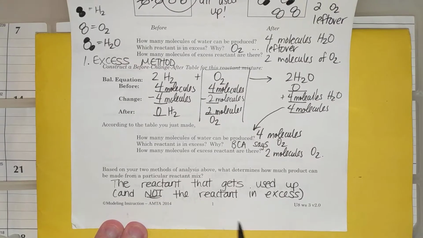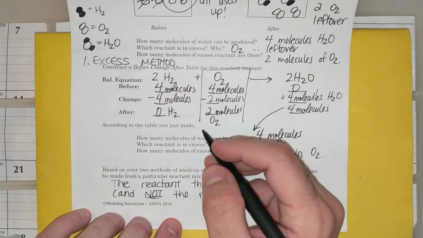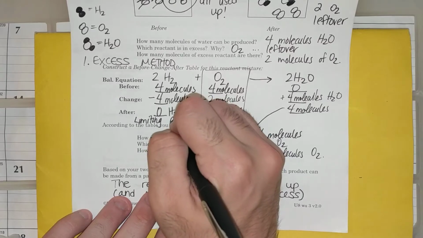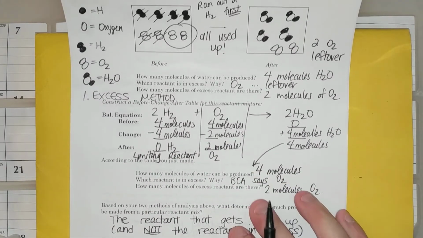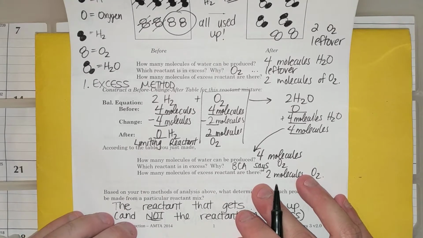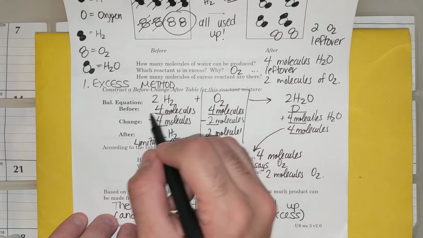Now, based on your 2 methods of analysis above, what determines how much product can be made from a particular reaction mixture? Well, whichever reactant is completely used up, this is known as my limiting reactant. Whichever reactant is completely used up, I have no more of it, it drives my reaction. That's going to be the mole ratio to determine how many products I have.